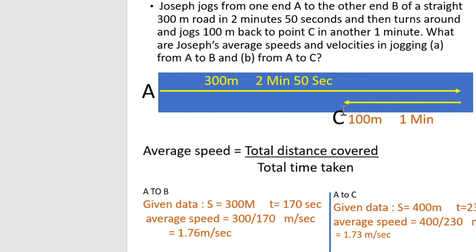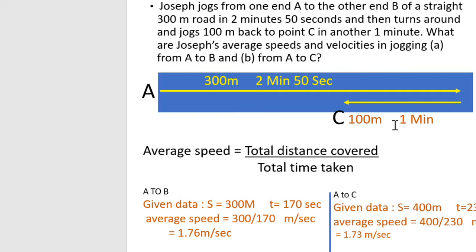So this distance from A to B is 300 meters, which he covers in 2 minutes 50 seconds, right? And when he turns back, he covers 100 more meters in how many minutes? 1 minute. Simple. So the situation is clear to all of you. Now the question is, what are Joseph's average speed and average velocity in jogging?